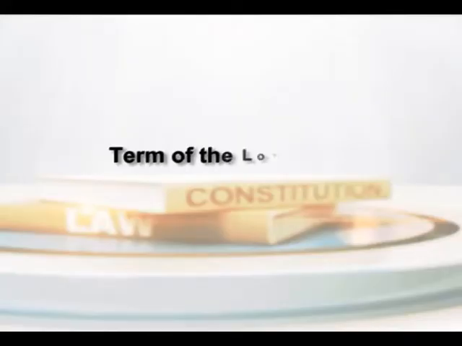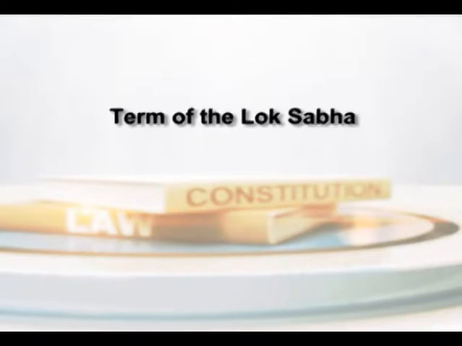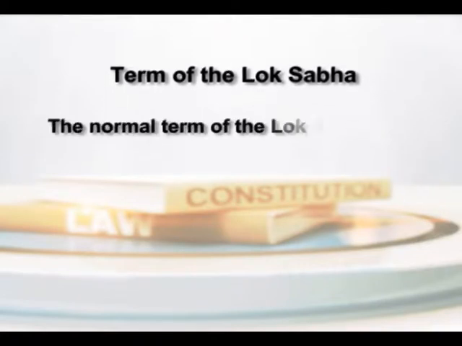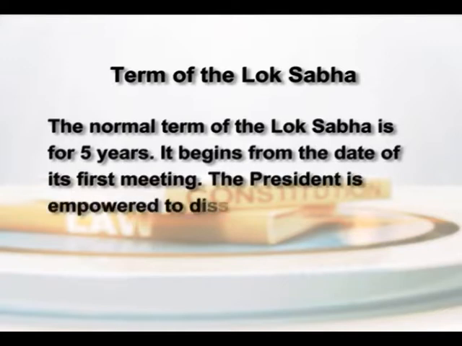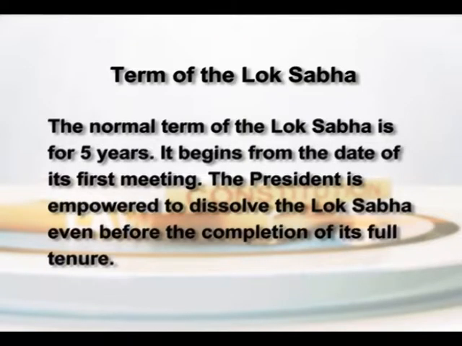Now let us see the term of the Lok Sabha. The normal term of the Lok Sabha is 5 years. It begins from the date of its first meeting. According to the Constitution of India, the President is empowered to dissolve the Lok Sabha even before the completion of its full tenure. And the action on the part of the President cannot be challenged in any court.